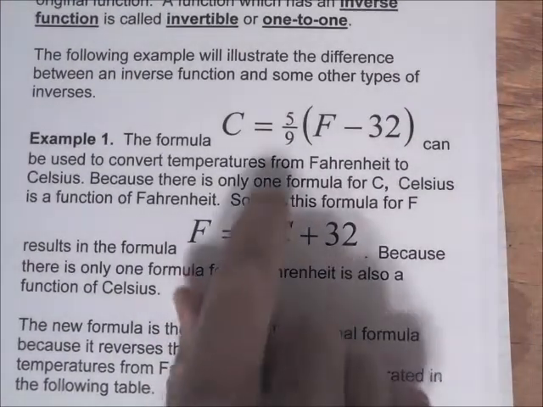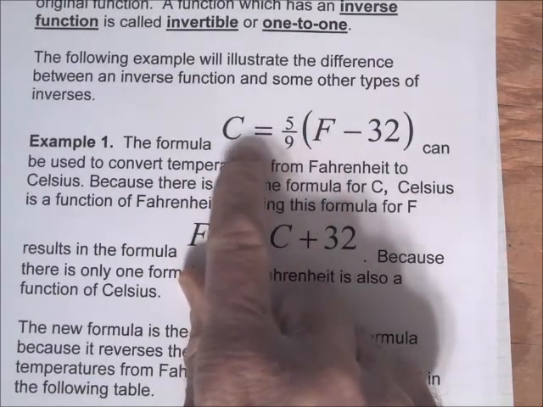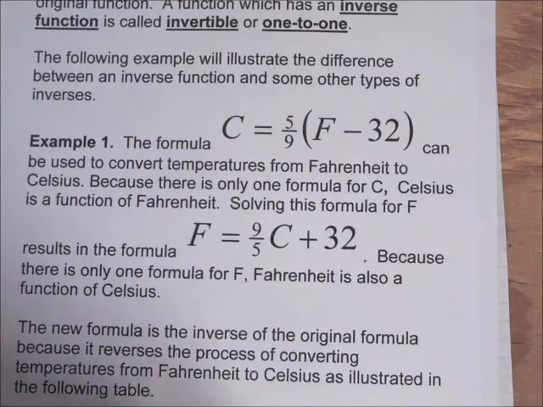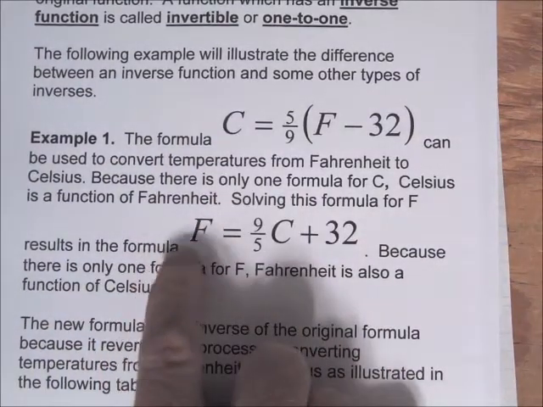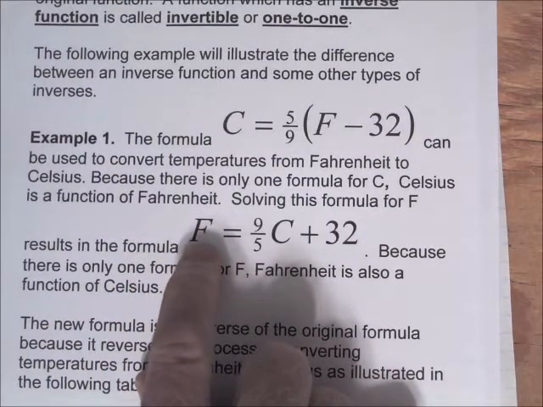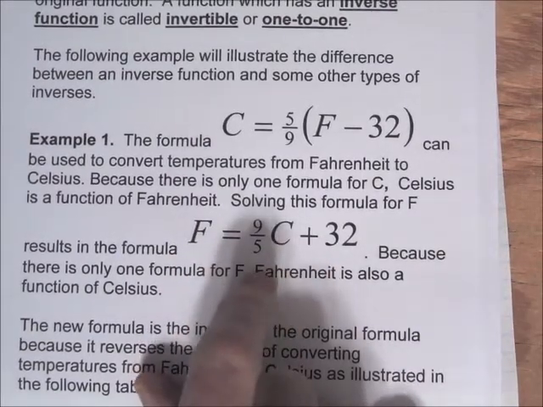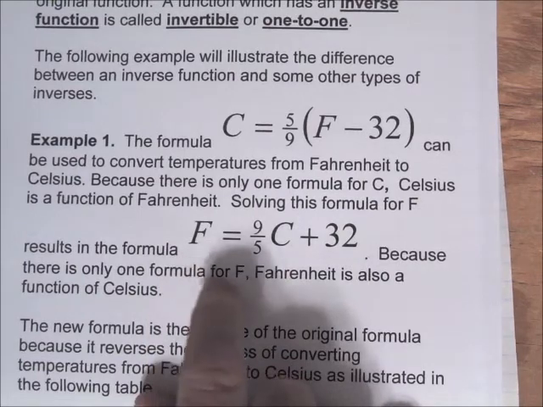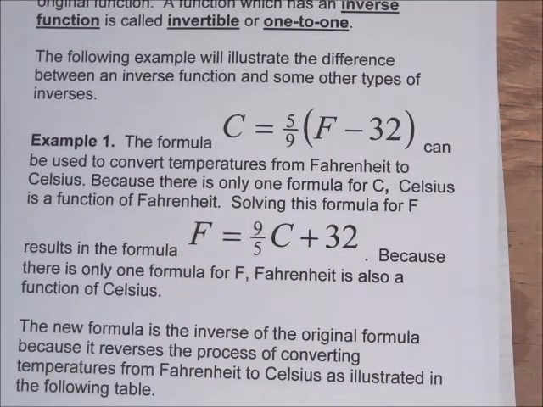This formula here is a formula for converting Fahrenheit degrees to Celsius. And because there's only one formula for C, Celsius is a function of Fahrenheit. If we solve this formula for F, we get the formula F equals 9/5 C plus 32. There's only one formula for F, so that means that Fahrenheit is also a function of Celsius. So these are the inverse functions of each other.